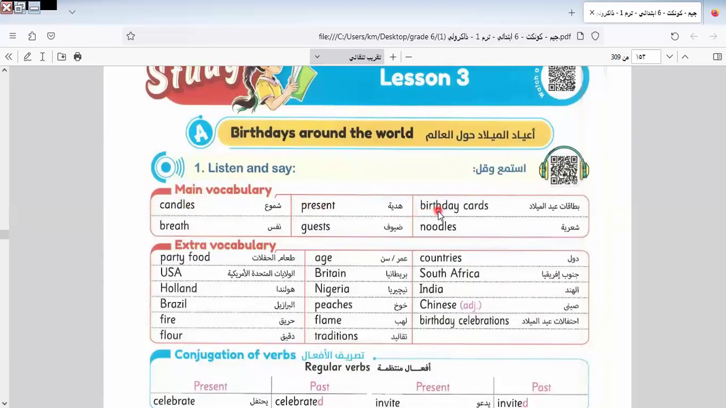I think present, all of us know present. Birthday cards, priests, ghosts, noodles. Repeat after me. Here we have candles, present, birthday cards, priests, ghosts, noodles.